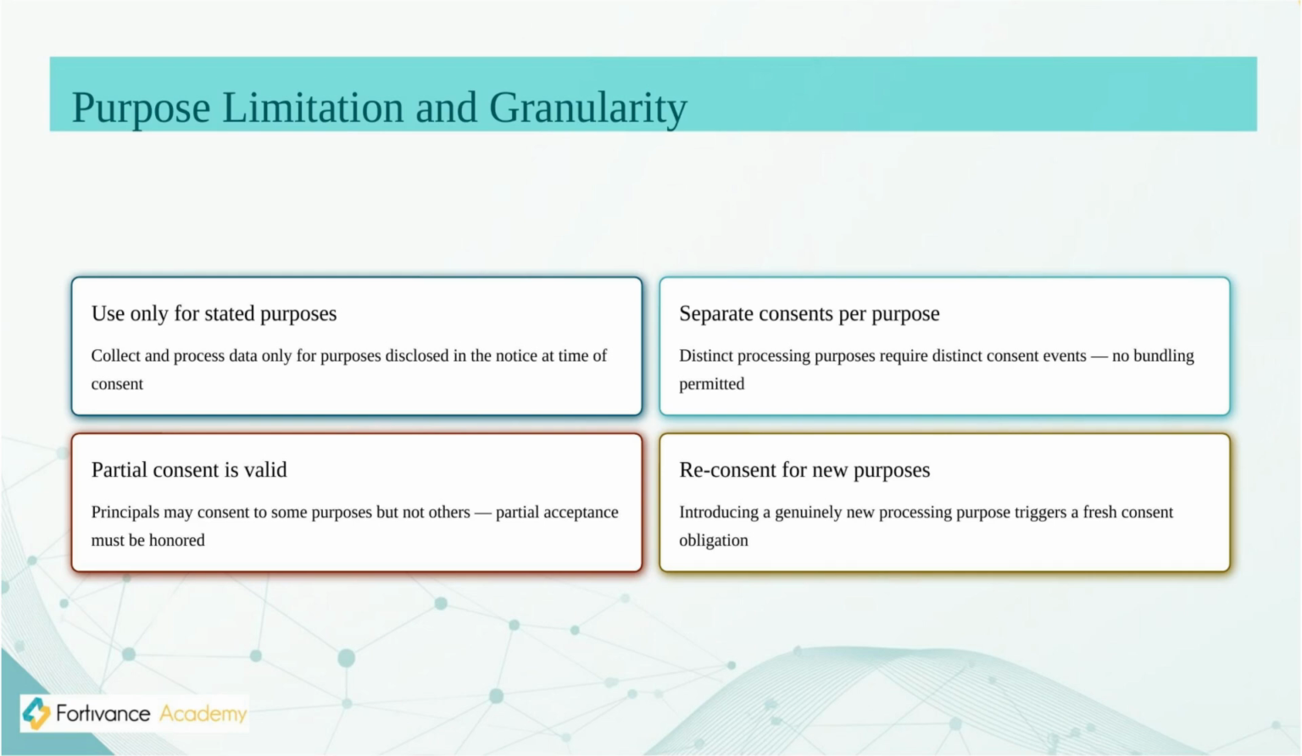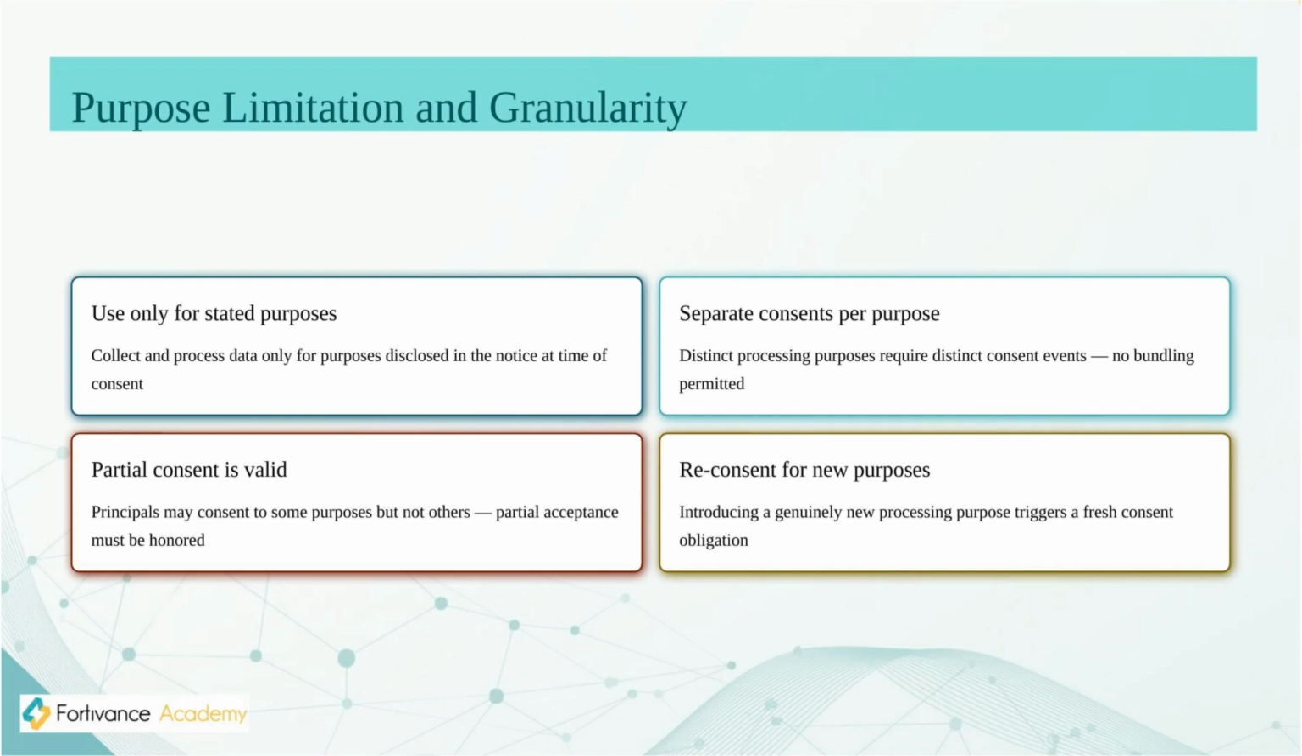Why does this matter? Think about lending your house keys to a neighbor so they can water your plants while you're away. If you came back and found they'd thrown a party, you'd be furious, right? They used your keys for a purpose you never agreed to. Purpose limitation prevents exactly that kind of overreach with data.